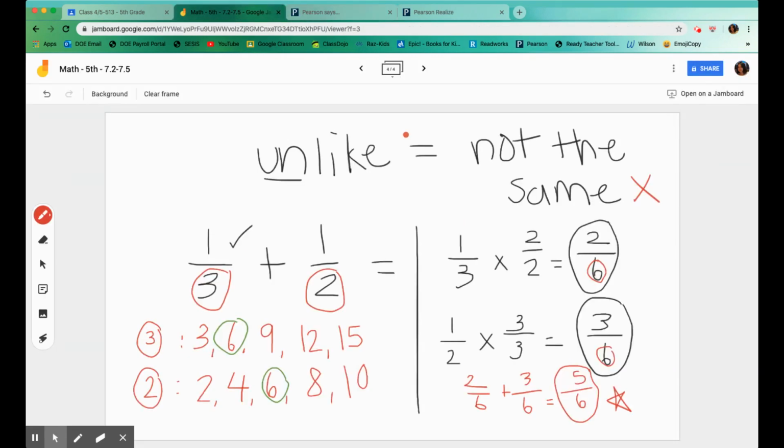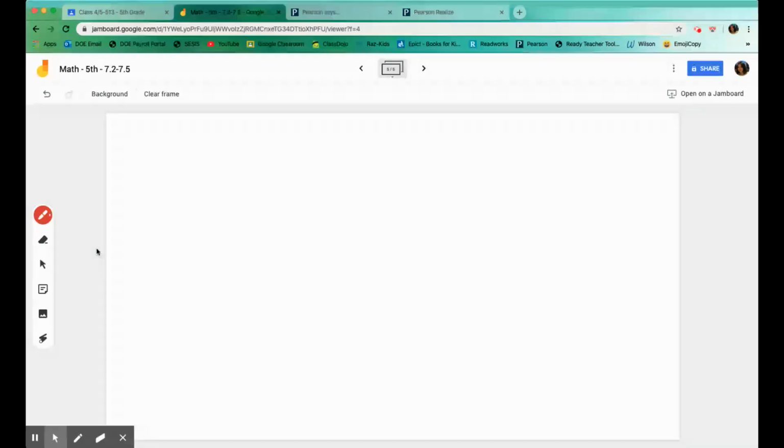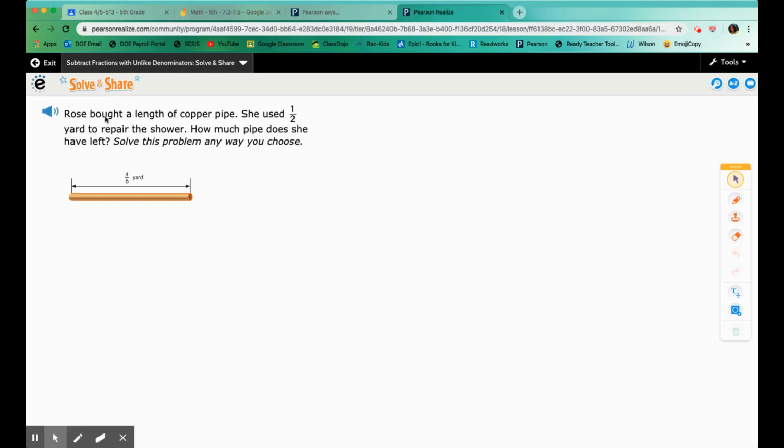You can do the same thing with a subtraction problem. So I've shown you addition so far. So for example, let's say Rose bought a length of copper pipe. She used half of a yard to repair the shower. How much pipe does she have left?